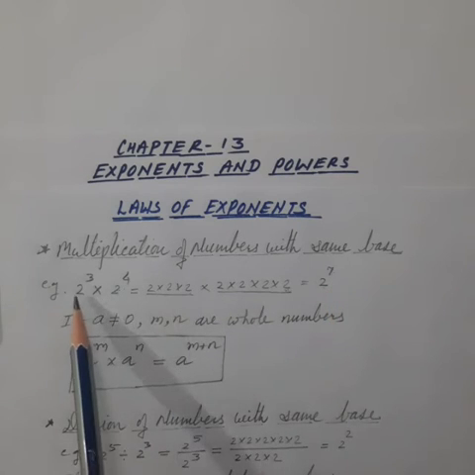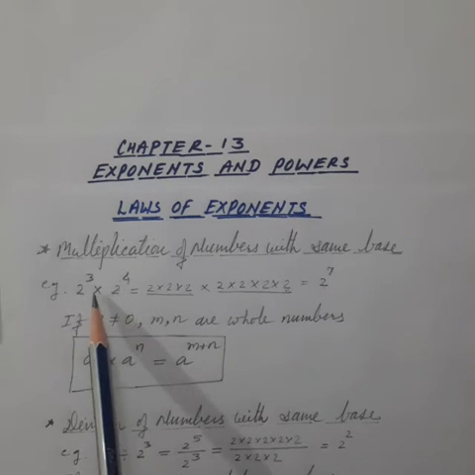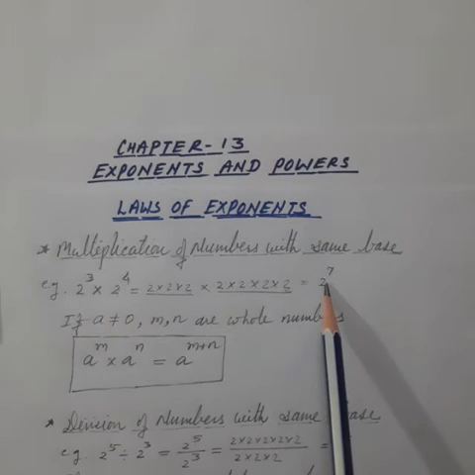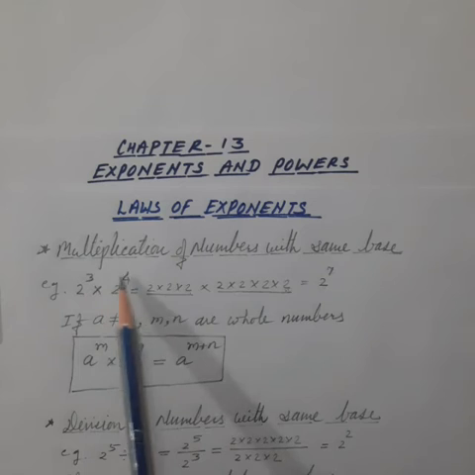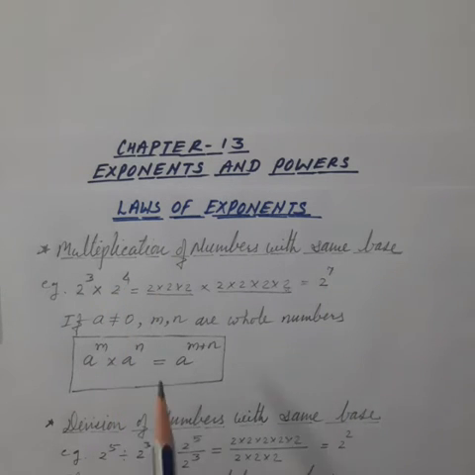That means when two numbers with same basis are multiplied, in answer the base is same and the powers are added. So in general, we can write the rule as a to the power m into a to the power n. In answer, the base a is kept the same and powers are added. Here base a is any integer but it is not 0.